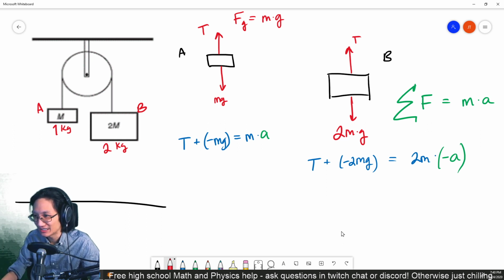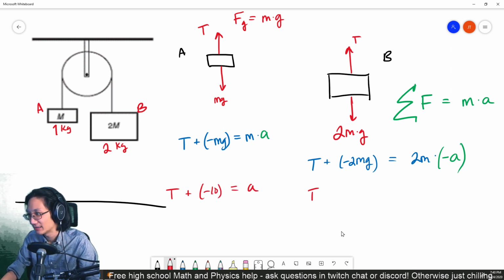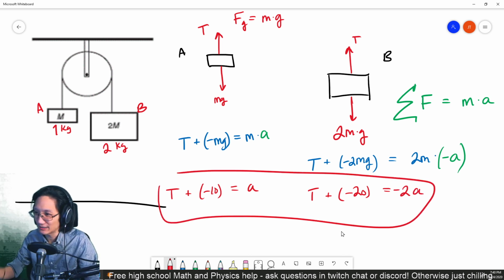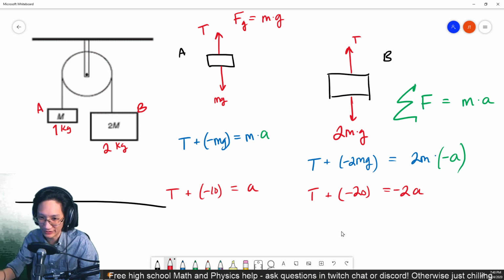So the tension is just T. We don't know what the tension is. Plus, it'll be negative. M is just 1, so negative 1 times 10 is negative 10, is equal to 1 times A, which is just A. And then for here, it's T plus negative 2 times 1 times 10, which is negative 20, is equal to 2 times M, which is 2 times 1 with a negative sign, and an A. So it's a system of equations in T and A.